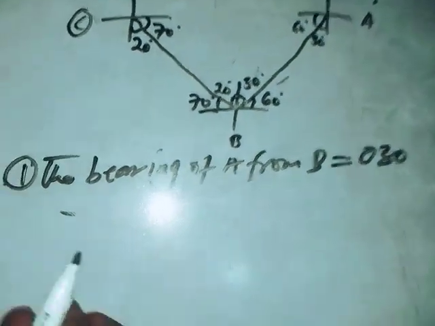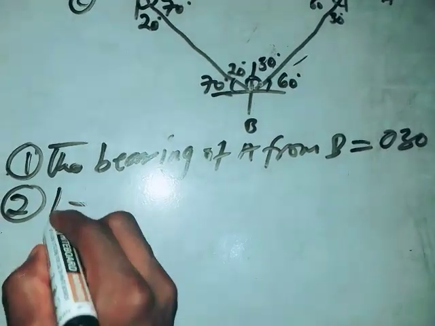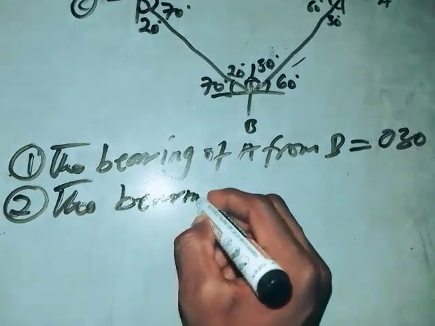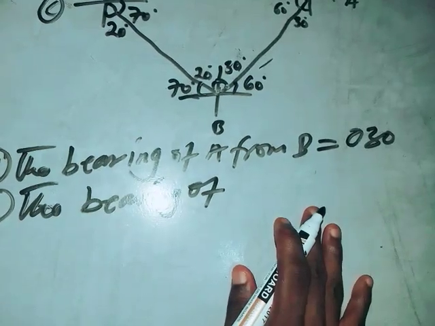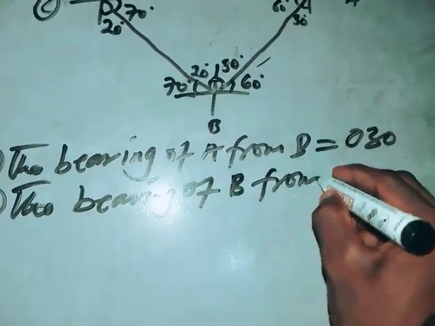Alright, so let's move to number 2. Number 2 says that you should find the bearing of B from A.